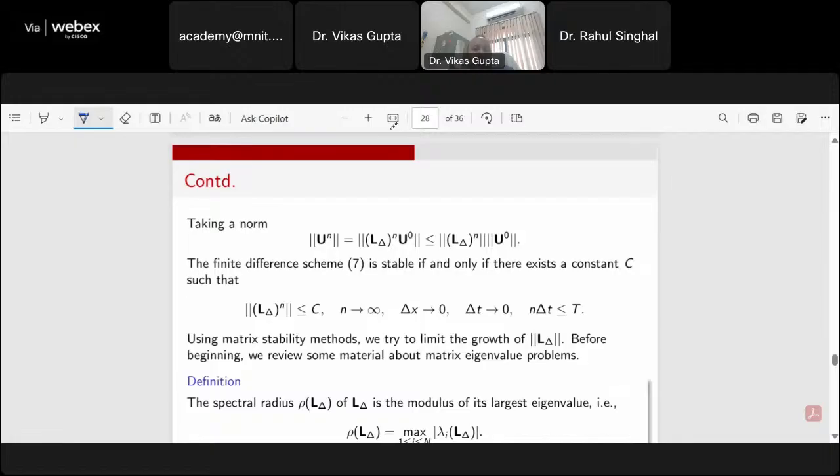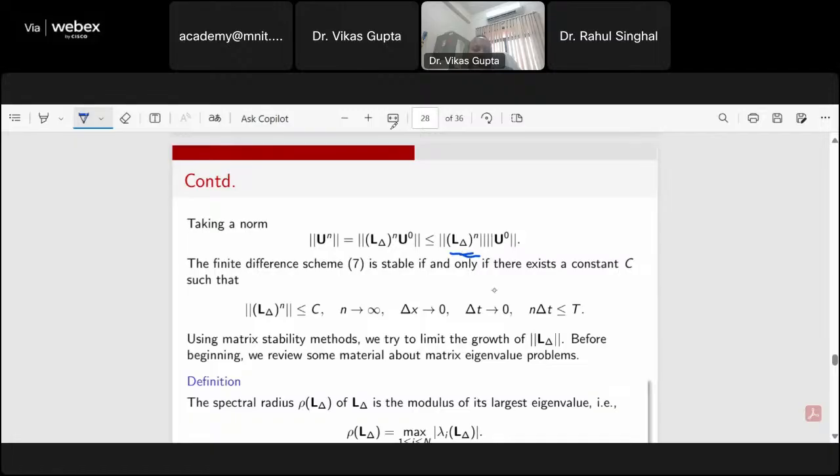So that implies the norm of u^n should be less than or equal to the nth power of L_delta into the norm of u^0. So what does it mean? Your finite difference scheme is stable if you are able to bound the growth of this term, that is, you are able to bound this nth power of L_delta in some norm.